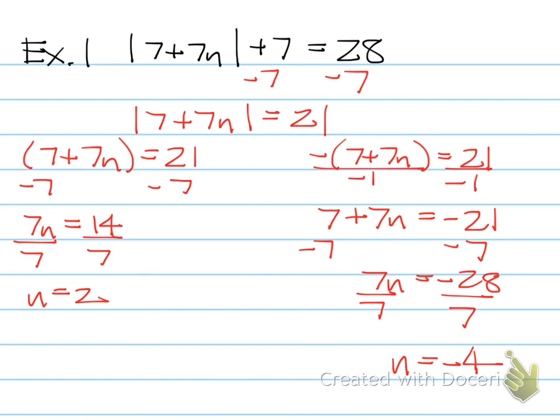n could either be 2 or negative 4. Whenever you're writing your answer for the two solutions, separate them with a comma and put the smaller solution first. So that would be written like this: negative 4, comma 2.